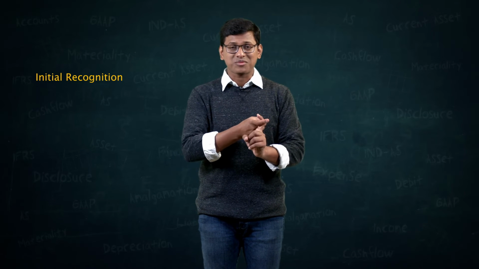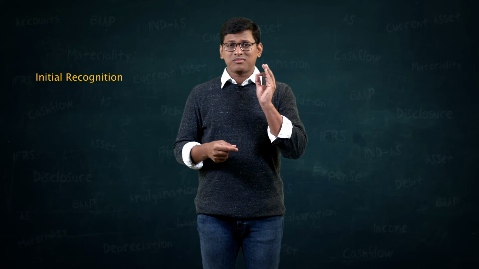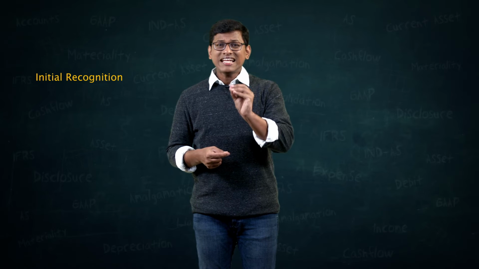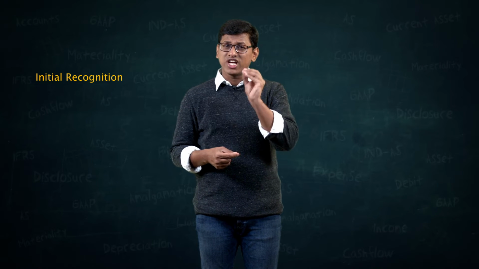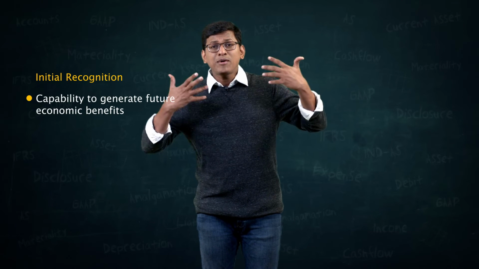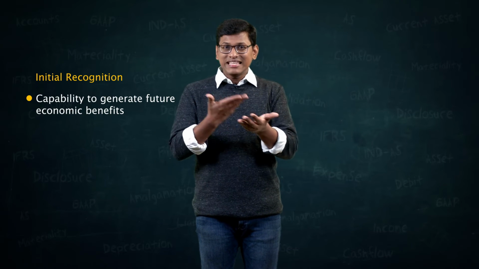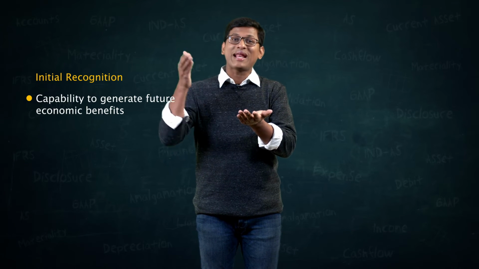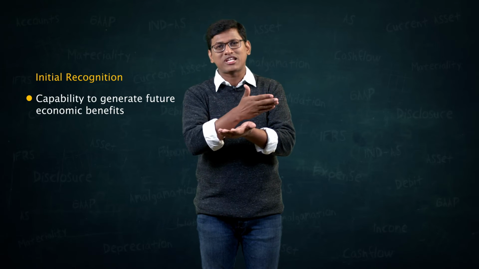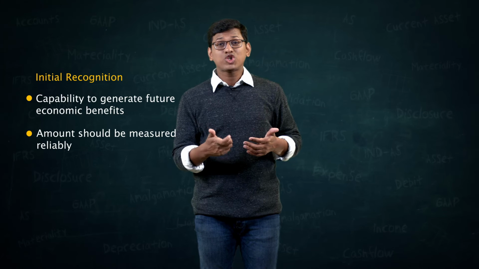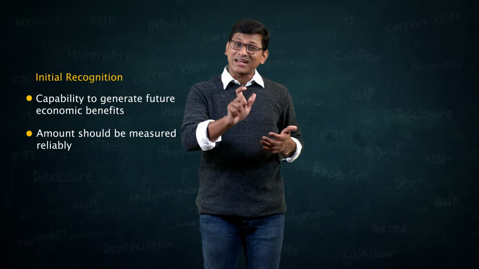What is the principle? There are conditions to be met. First condition, confirm that the amount whatever is being incurred has the capability to generate future economic benefits. Is this a part of the meaning of asset or not? That's all. So it should be an asset. So it should have the capability to generate future economic benefits, and the amount should be measured reliably.